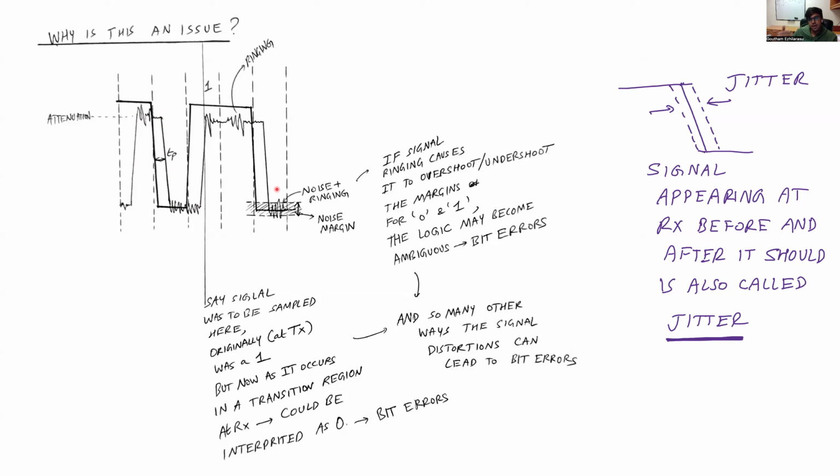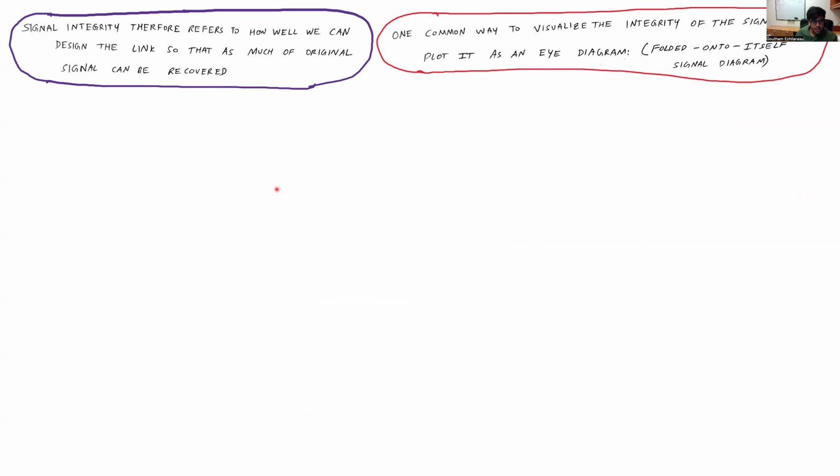along the link. What I mean by attenuation is there is some energy loss as the signal propagates along the link, and therefore this energy loss results in a decrease in the amplitude of the transmitted signal. So in summary, signal integrity refers to how well we can design the link so that as much of the original signal can be recovered.